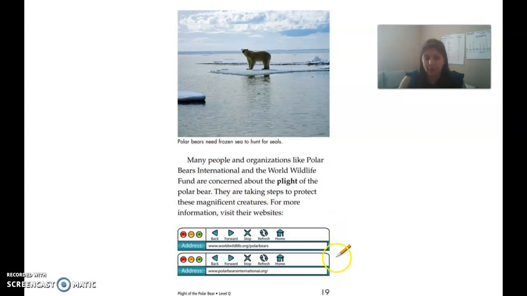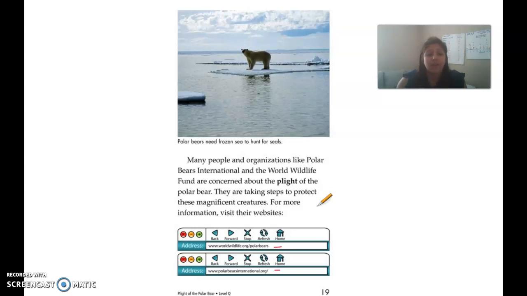Okay, I'm going to read it for you. It says, they are taking steps to protect these beneficent creatures. For more information, visit their websites. So they actually put web pages here, right here and right here for you to go visit those websites if you are interested in finding out how to help polar bears and to find out more information on what's been happening in the tundras.